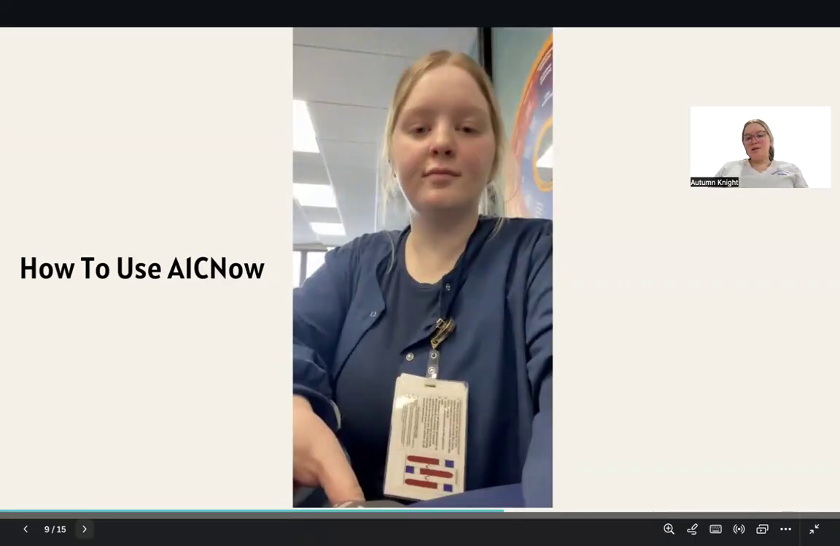So that one is an example of me using the A1C Now machine at clinical when I was doing my teaching project. As you can see here, it's very convenient, it's quick, it's painless, and it's a good way to check your A1C.